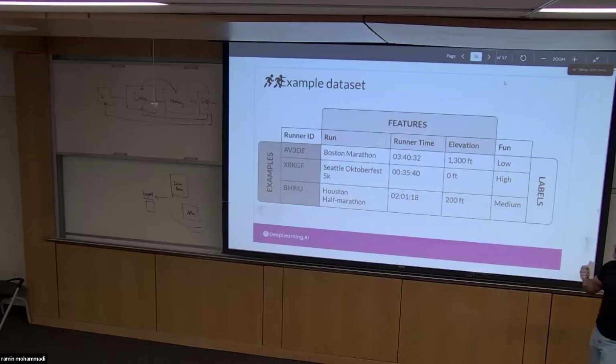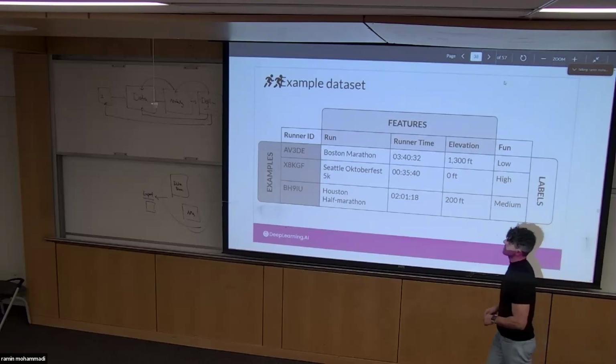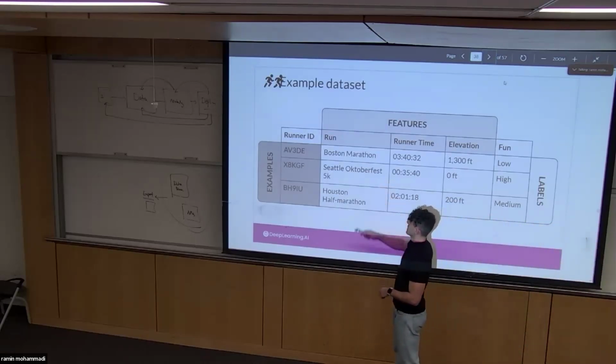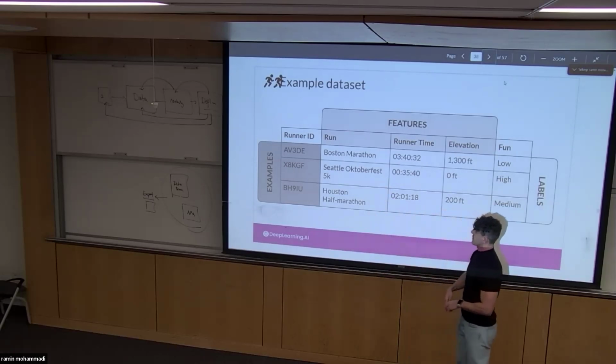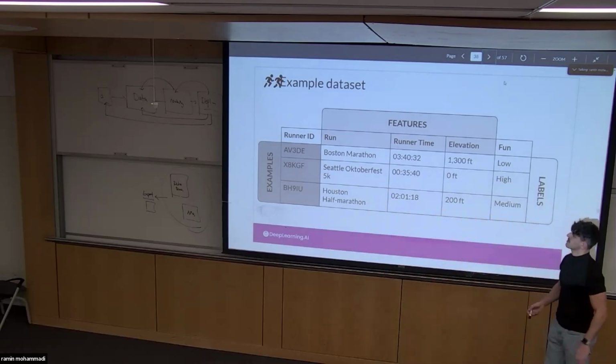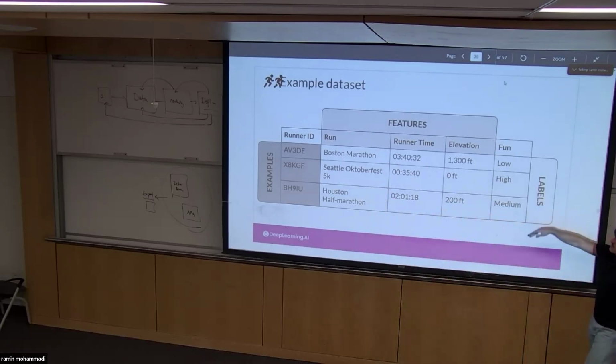Now, let's say this is an example of the data set for the same running app. So you have three runs here: Boston Marathon, this is Seattle, October 1st, 5K, Houston Half Marathon. You have some runner times, you have some elevation, and you have whether it was fun or not, all right?